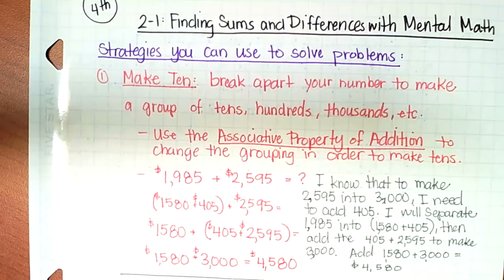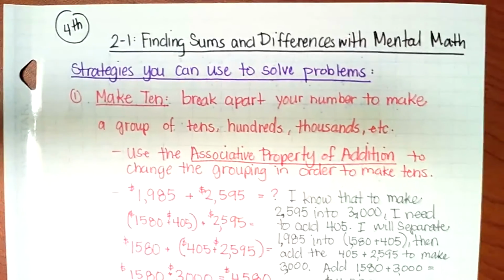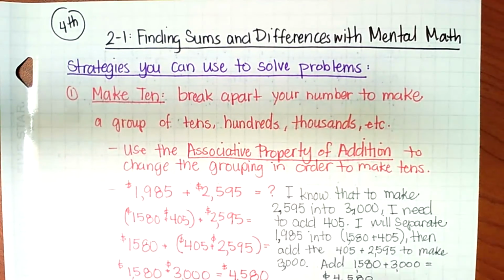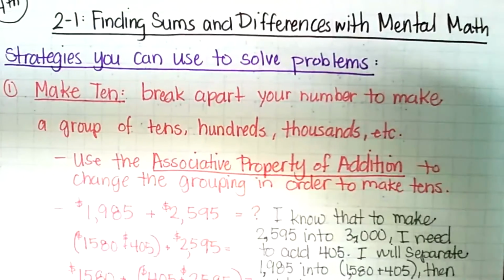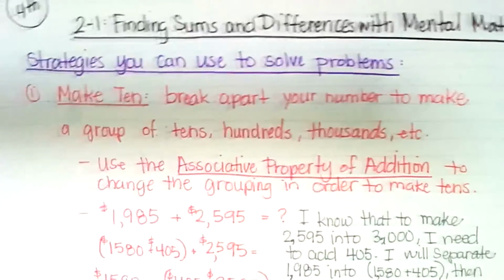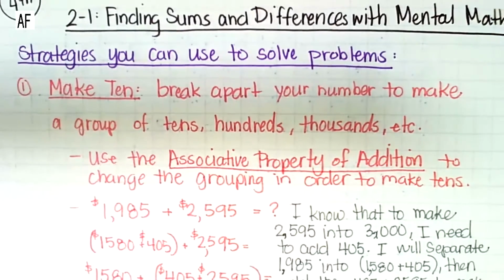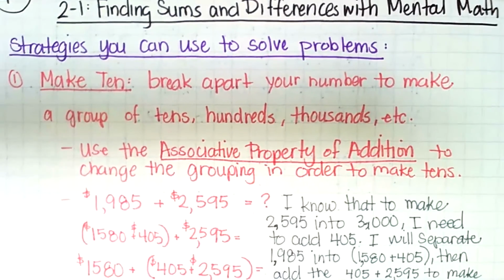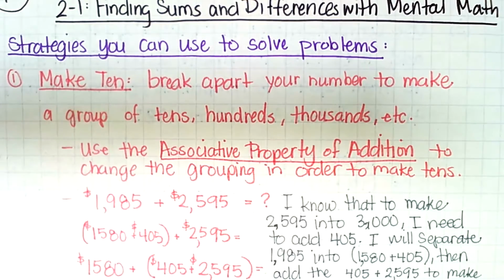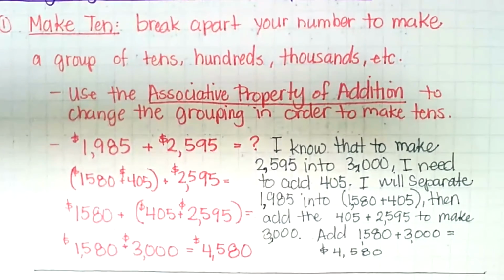Now, for our notes for this section, you're going to put the title of your lesson on top, as always, and the name of your lesson. Now, strategies that we're going to use. I use the same numbers that they used in the video just for continuity. So we can make a group of 10. By making a group of 10, we're going to break apart one of the numbers to make groups of either tens, hundreds, or thousands, because those are easy to work with.